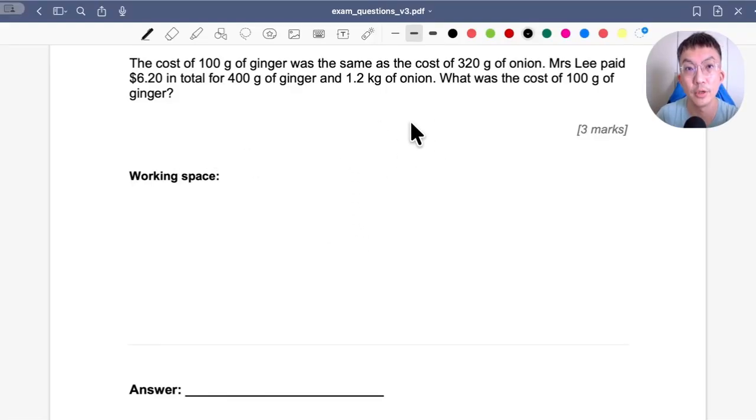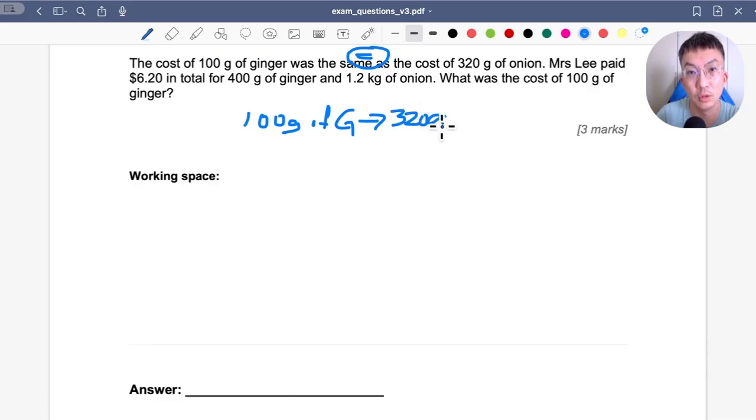Alright, in this question, the cost of 100 grams of ginger was the same as the cost of 320 grams of onion. When you see the word same, it is equal, okay? So, in the first sentence, you can instantly write down 100 grams of ginger is equivalent to 320 grams of onion. Okay, then you move on.